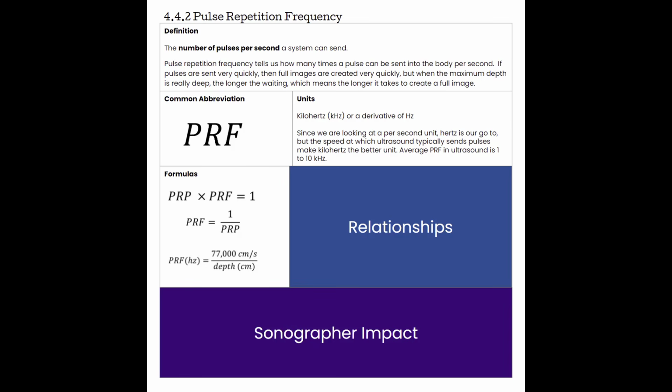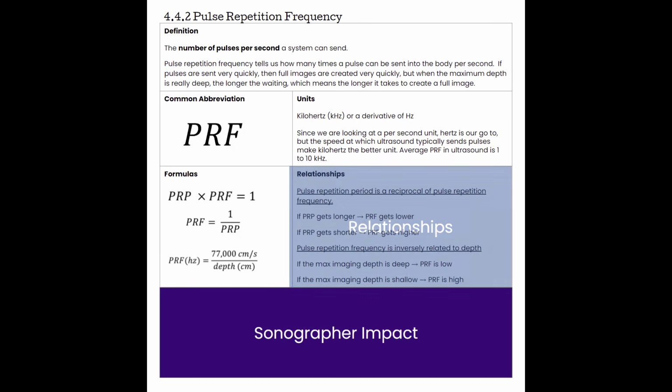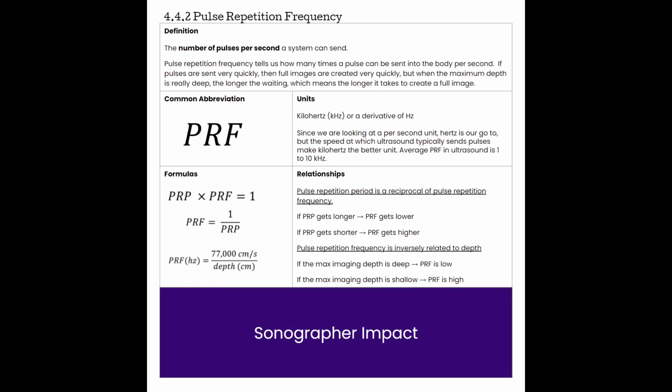And then just like PRP, I do have that other fancy formula where PRF is going to be equal to 77,000 centimeters per second divided by depth. And again, we are going to cover that in Unit 7 in much more detail and talk about why that is a formula that we have. Focusing on PRP and PRF being reciprocals, we see again that if the PRP gets longer, we will have a lower PRF. If the PRP gets shorter, then we should have a higher PRF. We can send more pulses out.